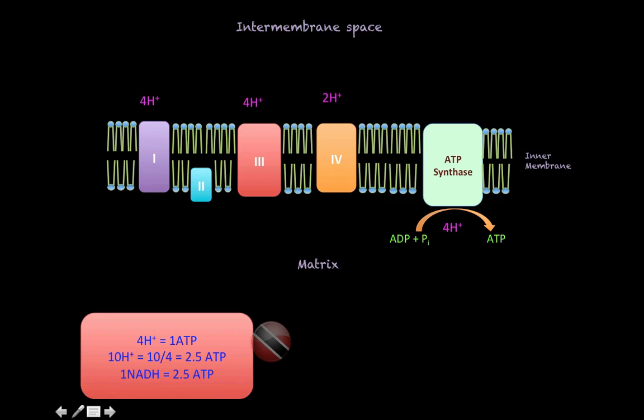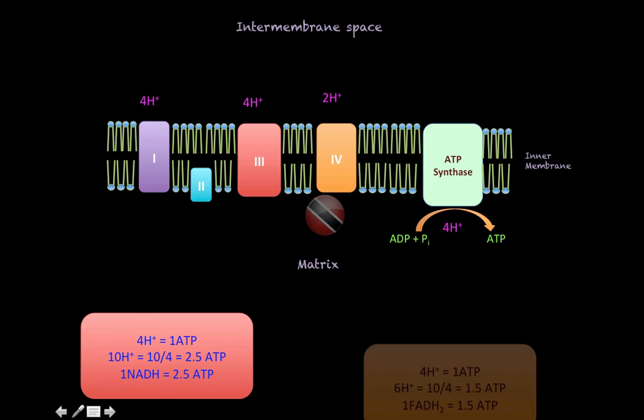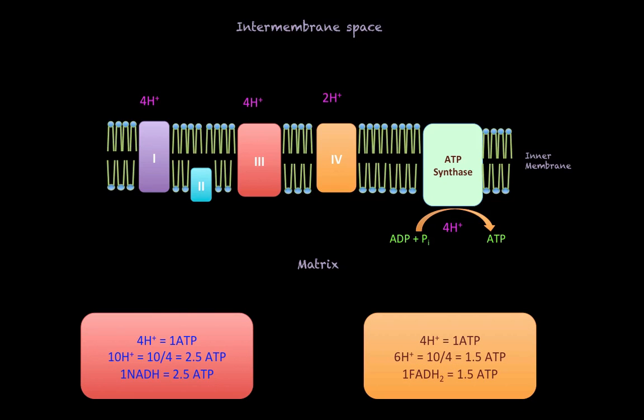Now you could do a similar calculation for FADH2. But what you need to realize is that FADH2 does not start at complex 1. FADH2's pair of electrons is funneled from complex 2 onwards. So for FADH2, it's really 4 plus 2, 6 protons. So let's do the same calculation. If 4 protons will give you 1 ATP, then the 6 protons, which is equivalent from 1 FADH2, will give you 1.5 ATP. So that's how we get the 2.5 and the 1.5.